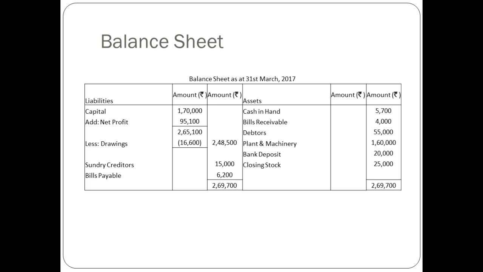Then we have the other current liabilities, sundry creditors of 15,000 and bills payable of 6,200, which find their place in the liabilities side. Again on the asset side, we have cash in hand 5,700, bills receivable 4,000, debtors 55,000, plant and machinery 1,60,000, bank deposit 20,000, and closing stock 25,000. Both sides have got the same total of 2,69,700, which means that we have got the correct solution.